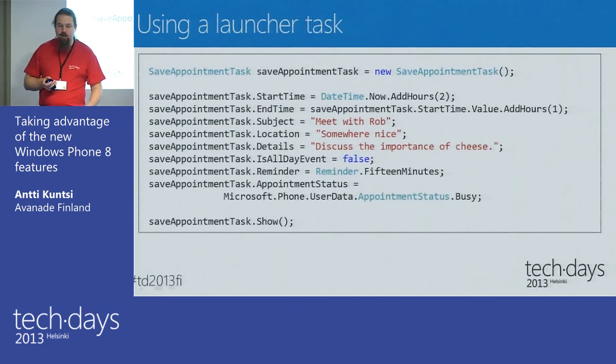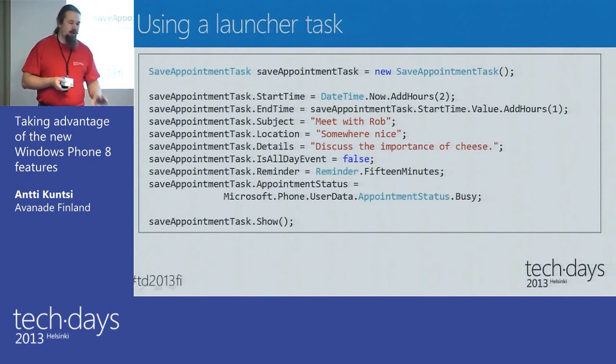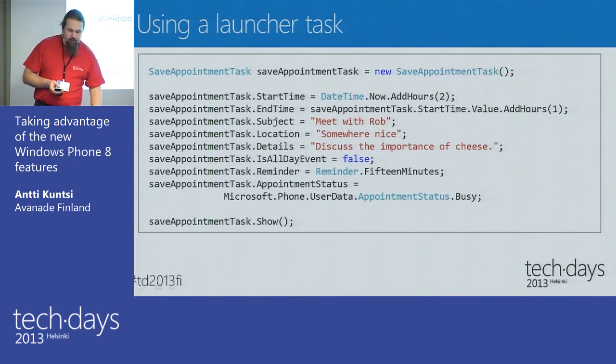Launchers. These are newed up on the spot when you need to launch something, so you don't have to do anything in any specific scope. Anything you execute after this is irrelevant from your point of view, or what happens after this. So here we make a save appointment. We set a start time, then we set a relative end time based on the start time we just set. We set a couple of nice details there on what we want to do, reminders, busy statuses into the calendar, and then we say save appointment, show.